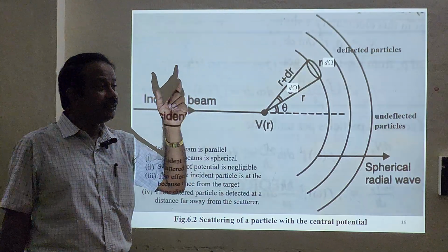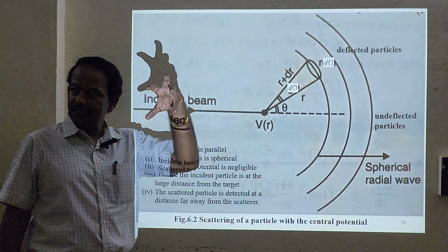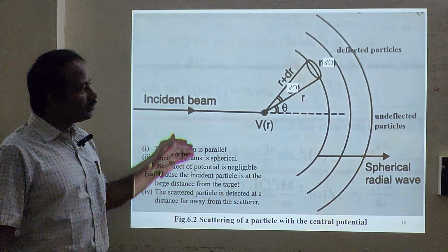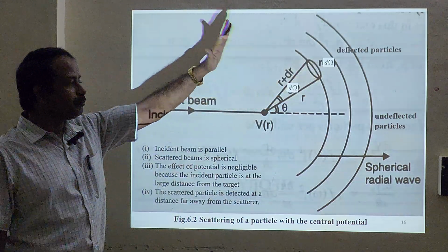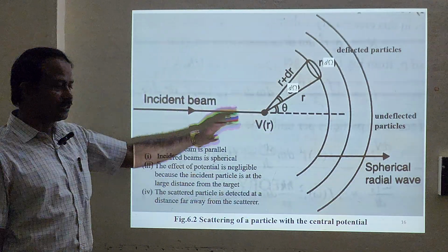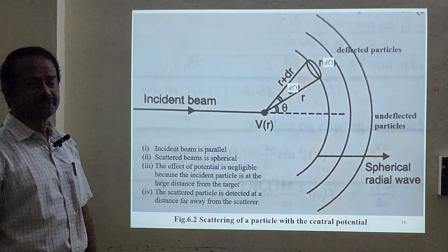As I said earlier, suppose the detector is nearby, it will be burnt. So people keep only the target, and the detector too far away. So they are all undeflected waves, unpolarized waves. Okay, so they are all spherical radial waves. So this is another schematic diagram of the scattering of a particle with a central potential.